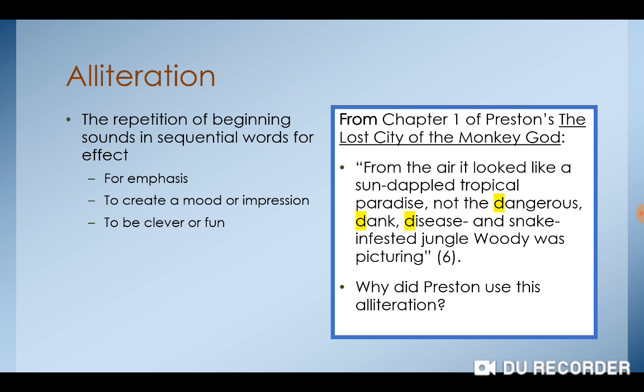If you think about what Woody was trying to do with that scary speech he gave in that conference room, it's dangerous, it's dank, it's disease-ridden, right? That's what we got from it. And that message is really punched home by the repetition of those D sounds, which again is alliteration.